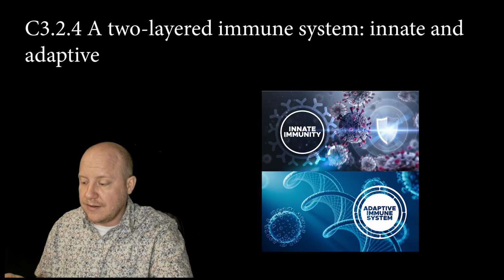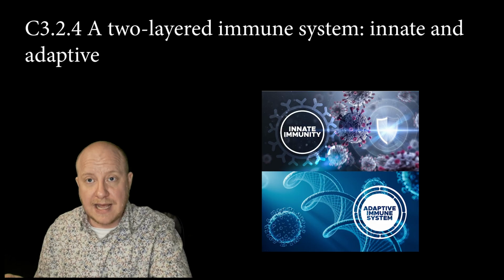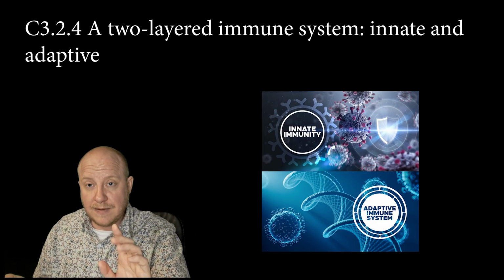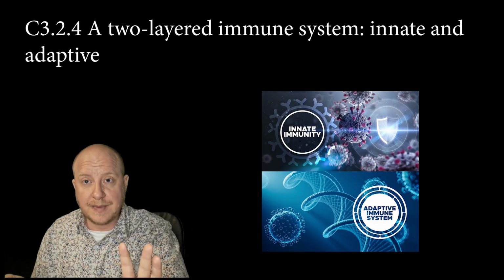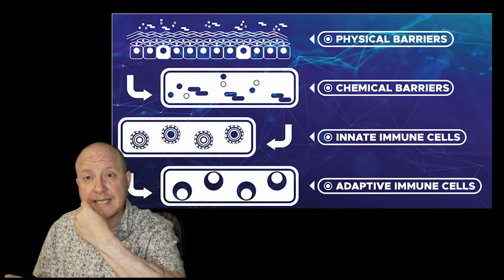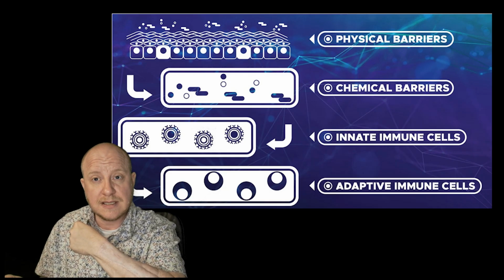C3.2.4, a two-layered immune system, innate and adaptive. Okay, so we've covered the first defense, which is preventing the pathogens from even coming into our body, through mucus, which is sticky. So first we have skin, the layers there that stop pathogens from getting in, especially the dead skin layer, right? And then we've got, what do you remember? Epidermis and dermis, the two-layered skin. That's a defense. And the mucous membrane has this sticky mucus that pathogens get stuck in.